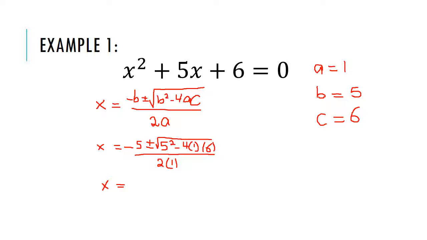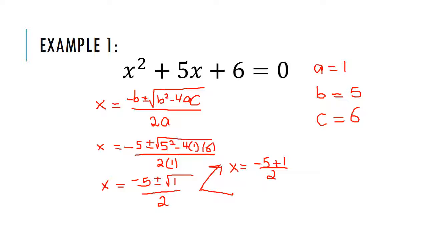So, if we put 5 squared minus 4 times 1 times 6 in the calculator, we're going to end up with negative 5 plus or minus the square root of 1, over 2 times 1, which is just 2. So here I have two answers. The first answer is when x is equal to negative 5 plus the square root of 1, which is 1, over 2.